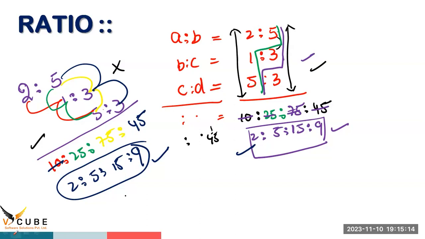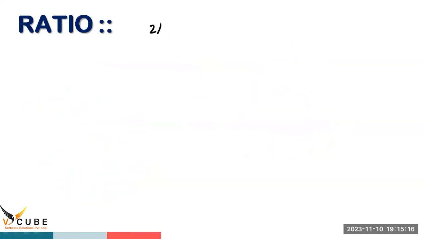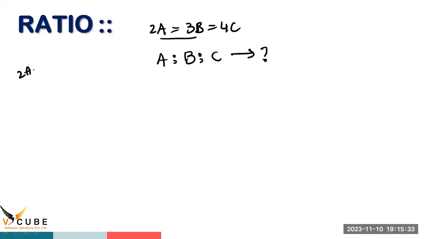Right, let's solve another problem. For example, 2a is equal to 3b is equal to 4c. Then find a is to b is to c. Right, first take these two values. So 2a is equal to 3b.